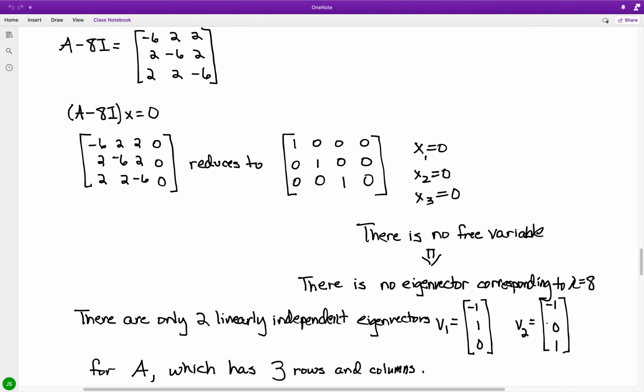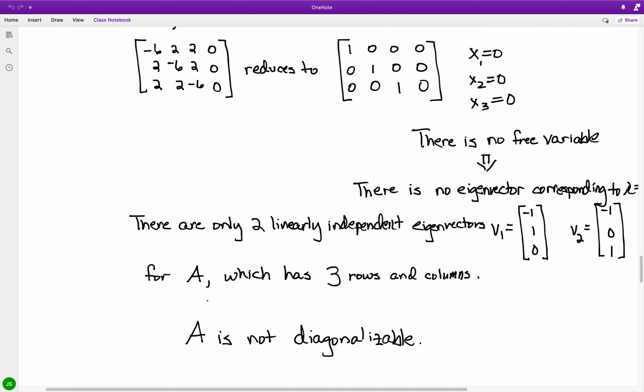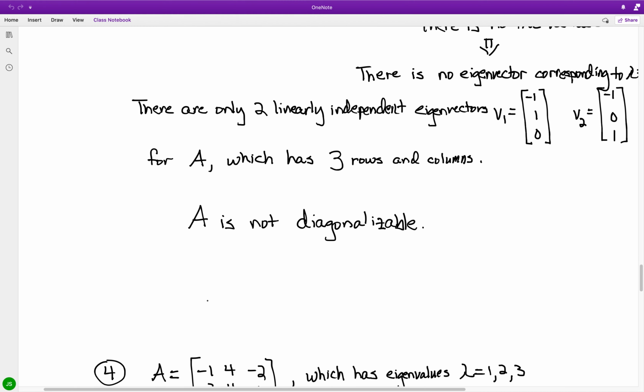So in the predicament that is drawn forth, there are only two linearly independent eigenvectors, and those are the ones we had corresponding to lambda equal to 2. Those are the only two linearly independent eigenvectors for A, which has 3 rows and columns. So there's a deficiency in the number of linearly independent eigenvectors, and in consequence A is not diagonalizable. All right, so we strike out in this particular case.